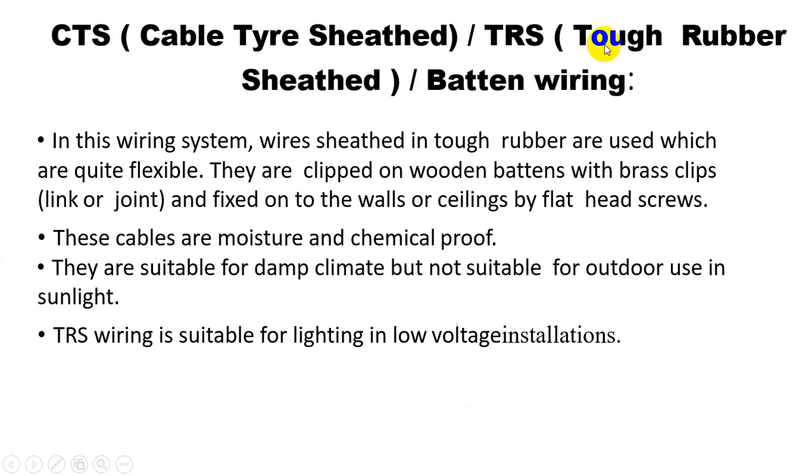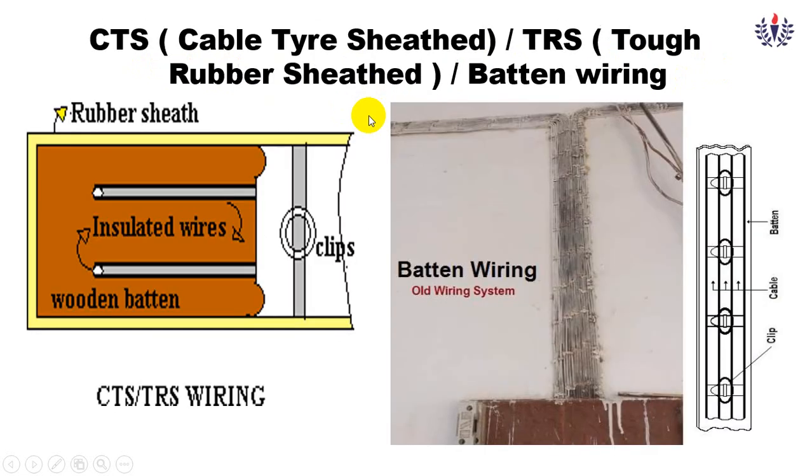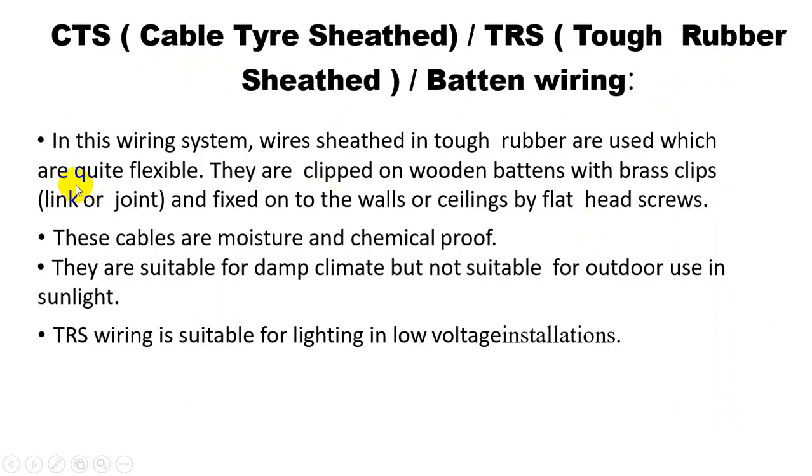Next one is CTS or TRS or batten wiring. What is CTS? It is cable tyre sheathed or tough rubber sheathed. So here we are replacing it with a rubber. So here you can see it. So what are its characteristics?